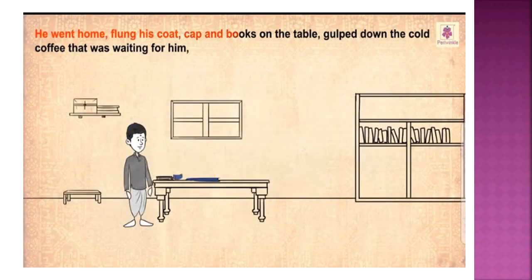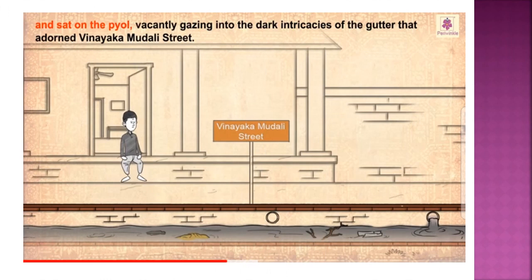So he went home, flung his coat and cap, kept his books on the table, drank his cold coffee which was waiting for him, and sat on the pyol. Pyol means a chair or sofa-like thing. He was staring into the dark things of the gutter. A gutter is a thing where dirty water will be flowing, no?